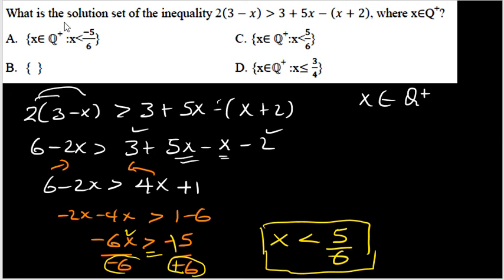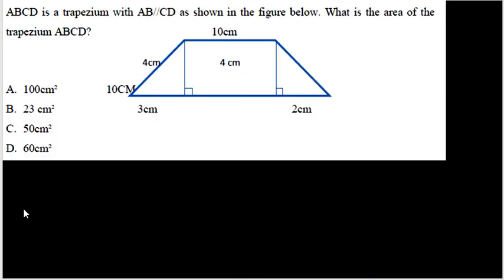So our answer will be obviously C. All positive rational numbers which are less than 5 over 6. Already each of the choices contains all positive rational numbers, so the answer must be C. Next question.